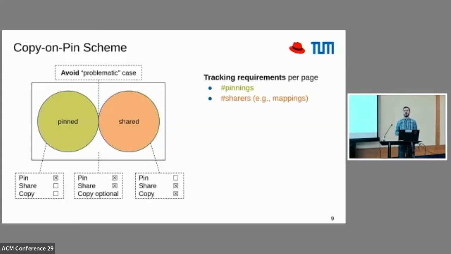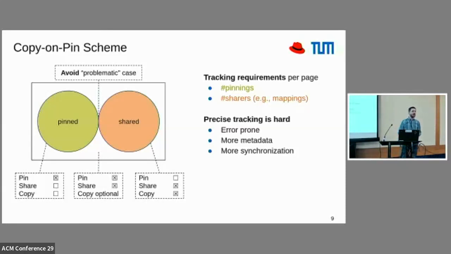So assuming we have a page that's shared, we simply won't allow to pin it. We will still allow to share it. And in any case, we have to copy. We will never allow to reuse that page, essentially. However, if you take a look at this picture now, we have to clearly identify pages that are pinned and pages that are shared. So we have certain tracking requirements per physical page. For example, we have to track the number of page pinnings to identify reliably if a page is pinned, and the same for if a page is shared.